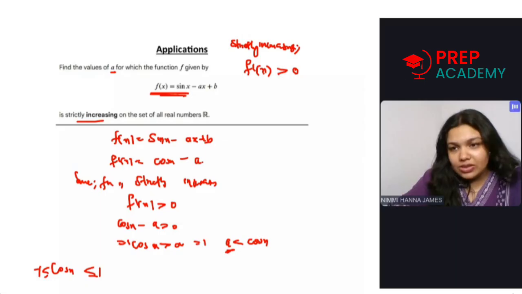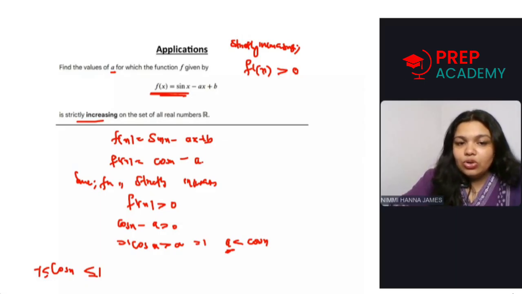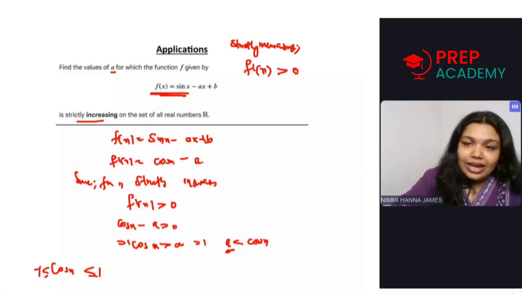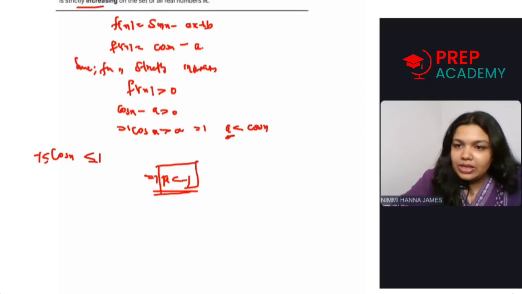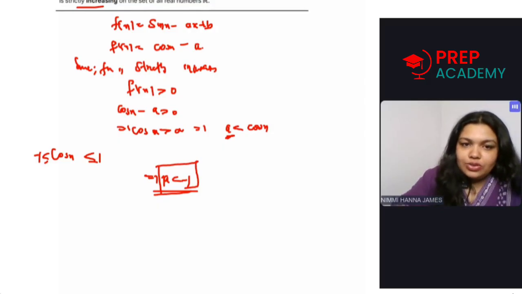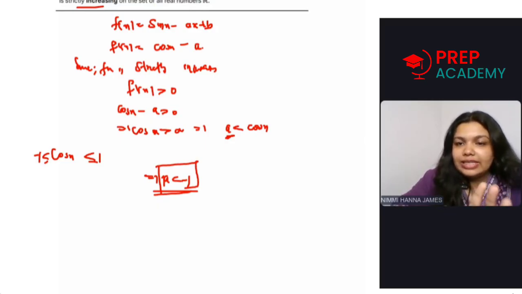So a is less than cos x. The lowest cos x can go is minus 1. So comparing both, we get that a is less than cos x, so my a is less than minus 1 also. So we get a less than minus 1. For all values of a less than minus 1, our function is an increasing function. That's it. We just used the proper definition of what a strictly increasing function is. Okay, next question.